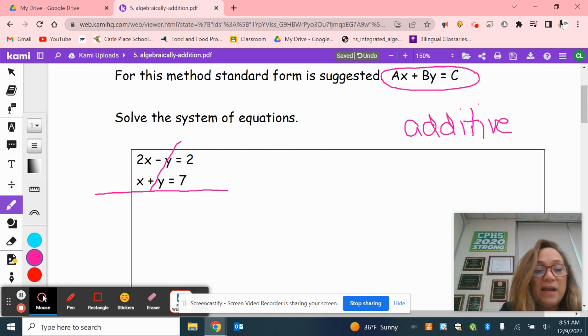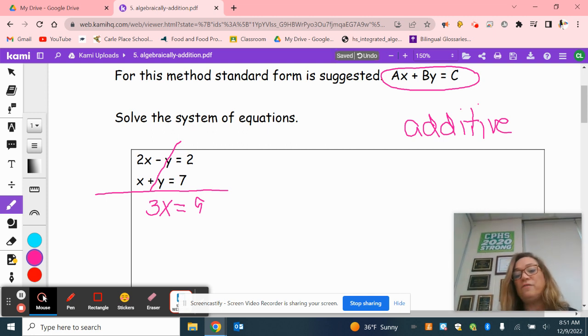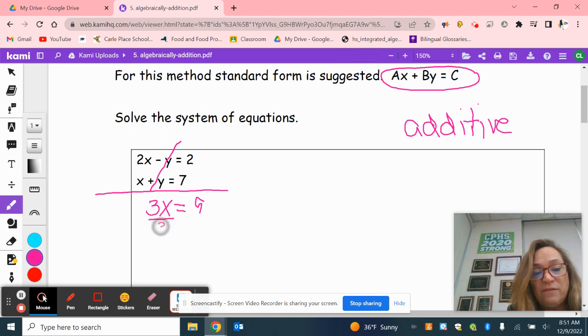Okay? So then I get this new equation, which is 3x because 2 plus 1 is 3, equals 9 because 2 plus 7 is 9. Now, that's the first goal. So my first goal is to get one equation with one variable, and I've gotten that. So now this should be simple to solve. You just divide, and that gives me the answer of x equals 3.